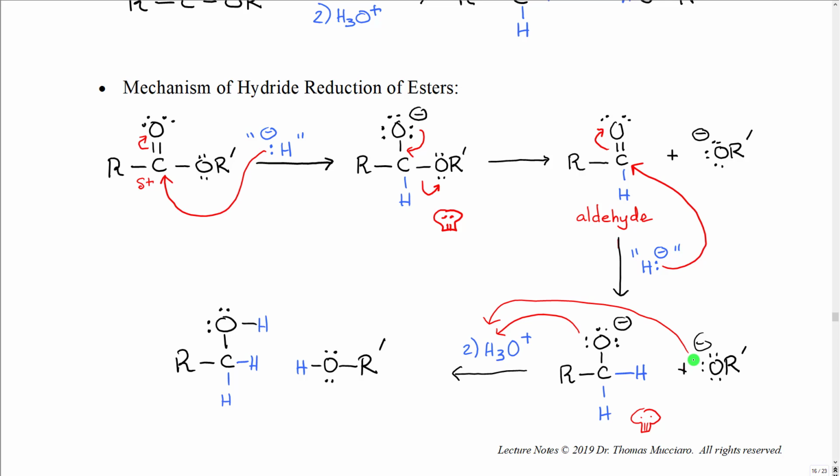In order to make these into alcohols, then, we would, in a separate step, put in aqueous hydronium, and the alkoxide would react in an acid-base reaction with the hydronium, and that would give us our protonated alcohol products. We don't mix hydronium with lithium aluminum hydride because lithium aluminum hydride reacts explosively with water and aqueous acid.